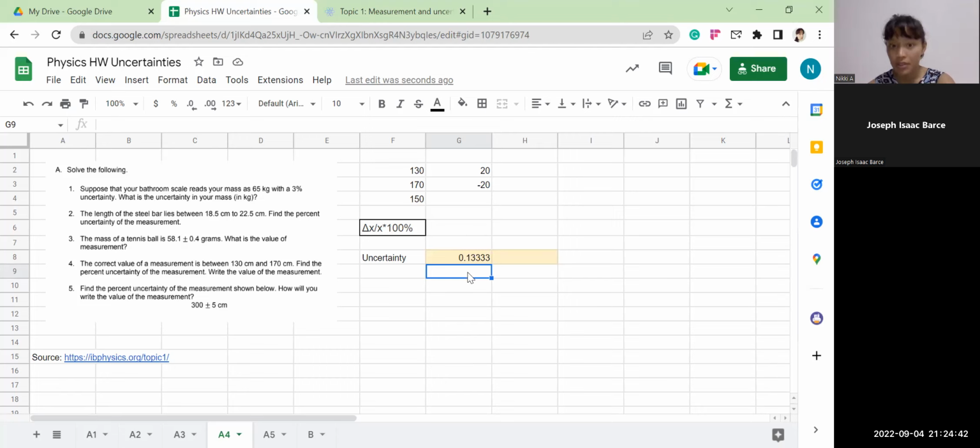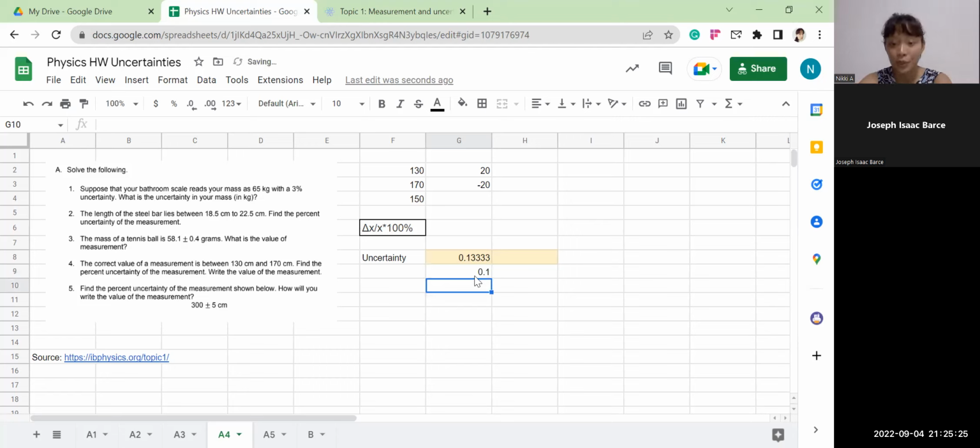We said to use the smallest unit, right? So, how do you express this 0.13 in the smallest unit? When you round that, it should be only one smallest unit. 0.13? That's two units. Okay, 0.1. Very good.